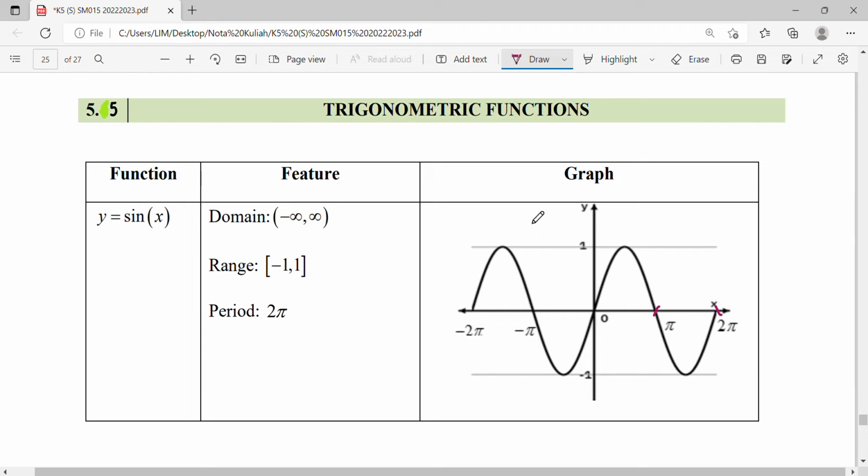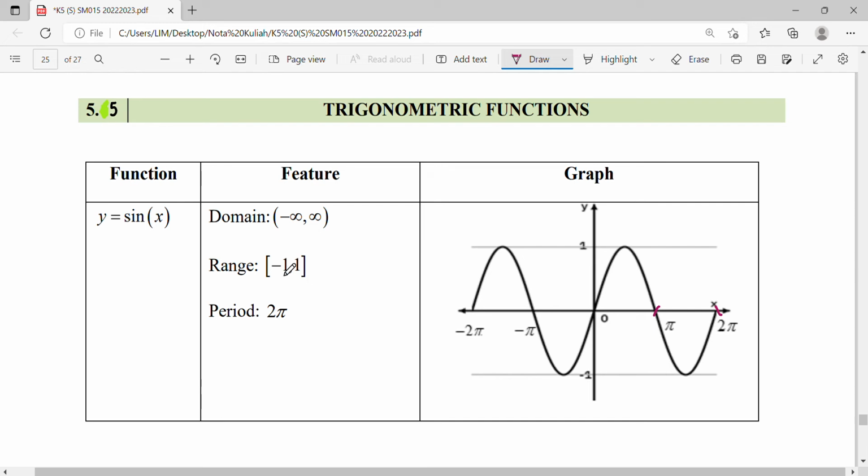So this graph is oscillating, and keeps on repeating. The shape of the graph, we call it a sinusoidal graph. Meanwhile, for the range, you can see the minimum y for the graph is -1. The maximum is up to 1. Therefore the range will be from -1 up to 1 included.